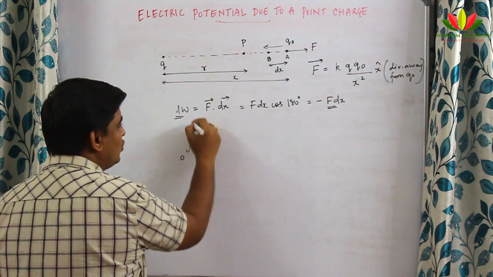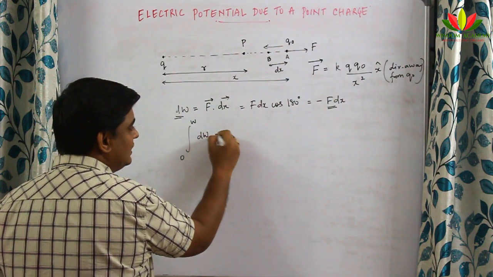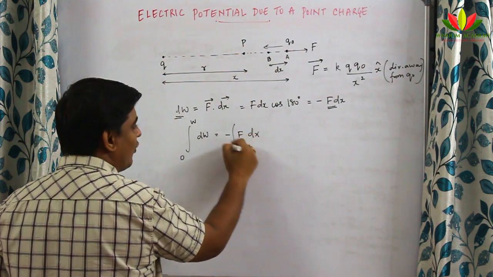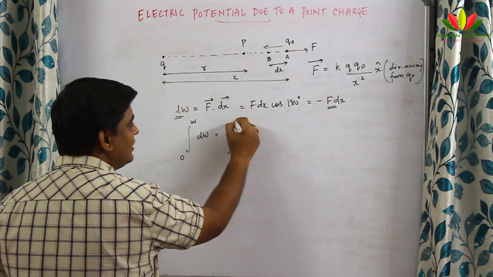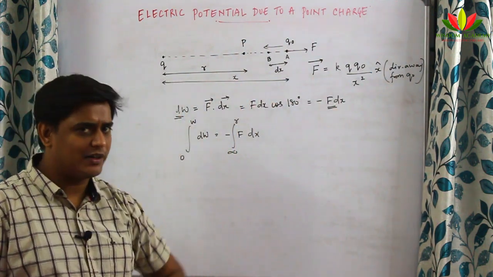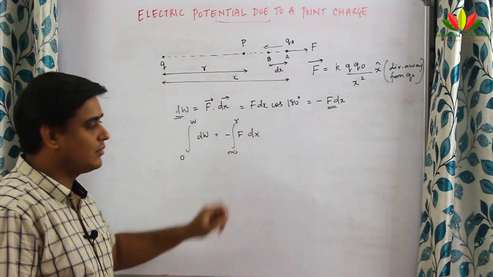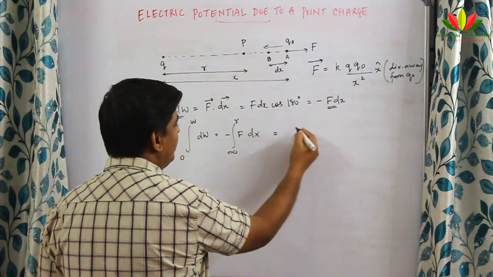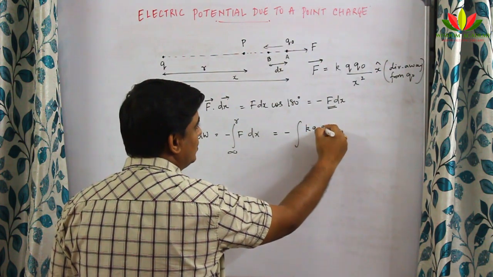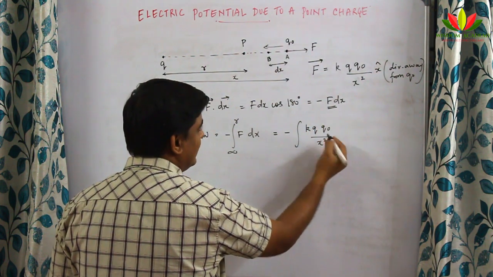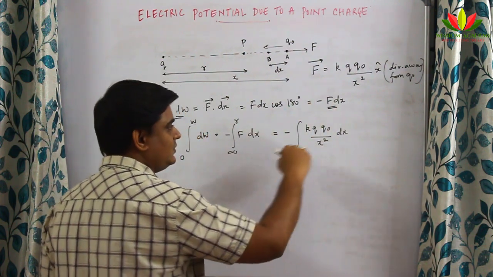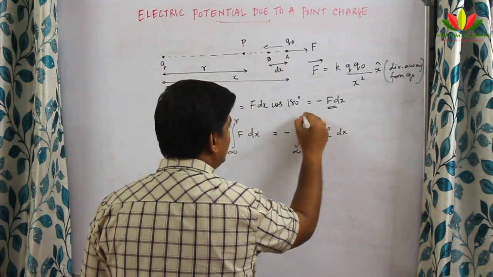So I'll integrate from 0 to W the small work done, and integrate minus F dx. From what limit to what limit? From infinity to r, because from infinity I want to find till r, that is the definition of electric potential. Now let us put the values. F we already know, minus integration of k q q naught by x square dx comes here. Am I right? So the limit is infinity to r.